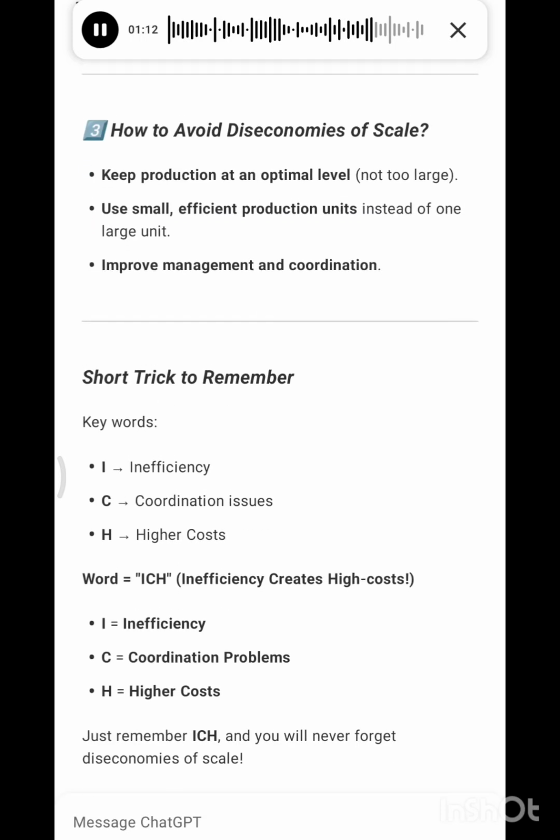Keywords: I, inefficiency; C, coordination issues; H, higher costs. Word ICH: inefficiency creates high costs. I, inefficiency; C, coordination problems; H, higher costs. Just remember ICH, and you will never forget diseconomies of scale.